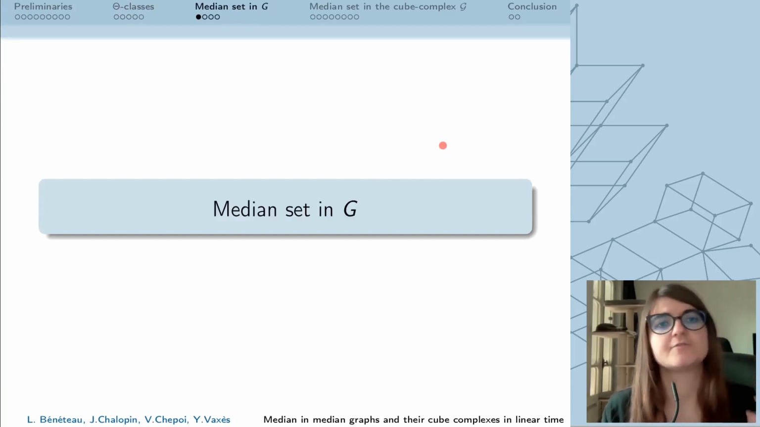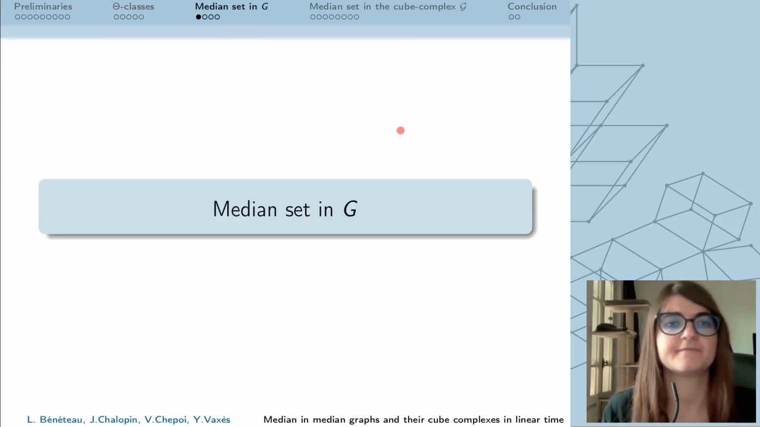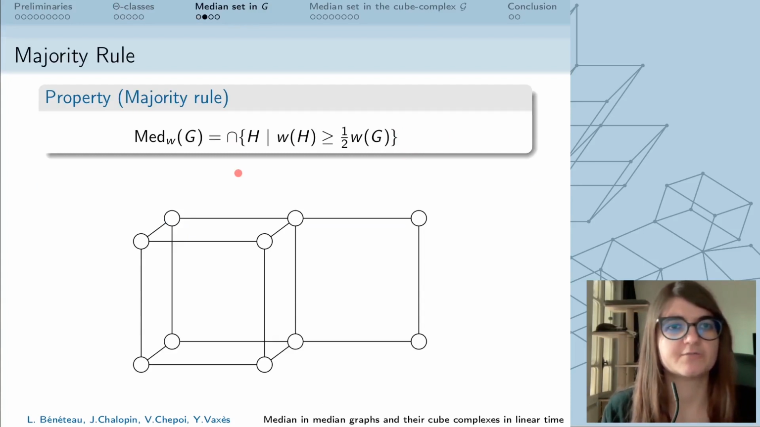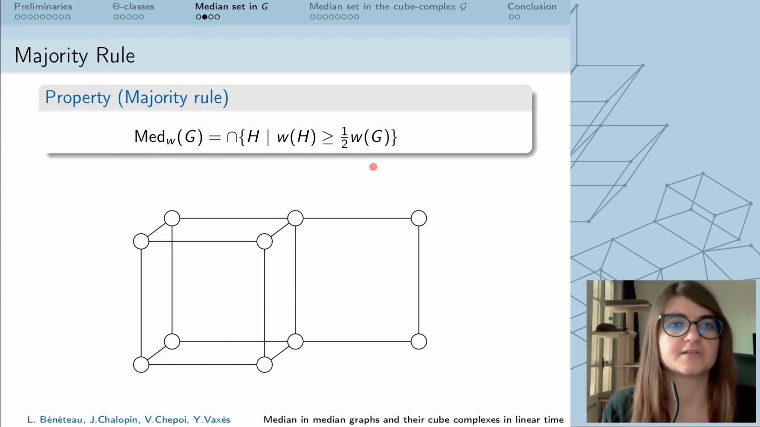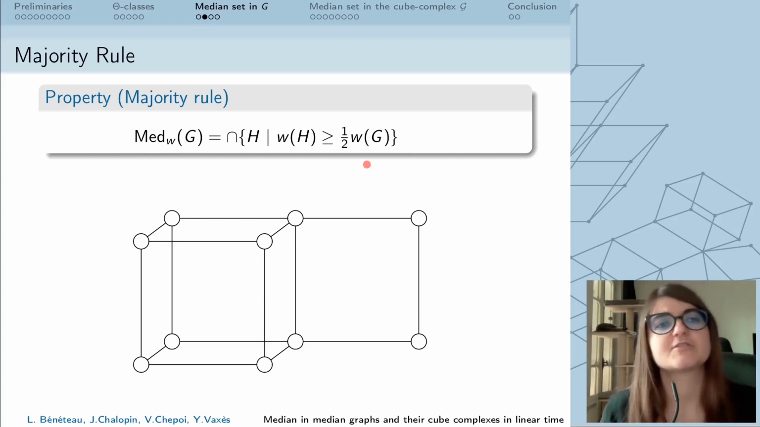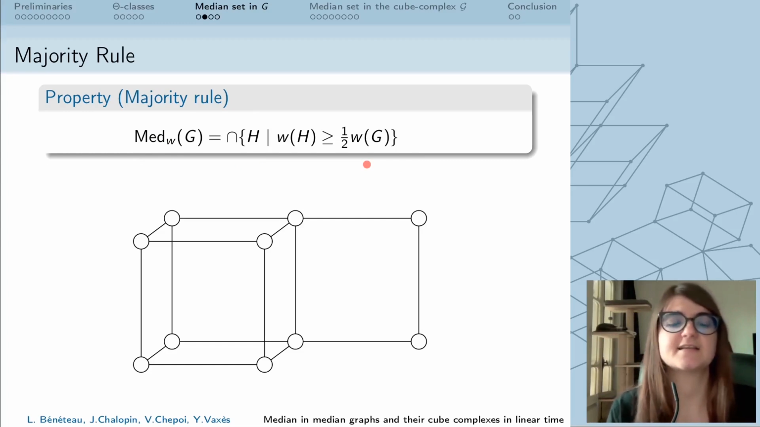Now we use the theta classes to compute the median sets in median graphs. For it we need the majority rule. One crucial property of the median set in a median graph is that the median function is unimodal, and then the median set is connected. So, the majority rule says that the median set is exactly the intersection of all of the majoritary half spaces. We say that a half space is majoritary if it contains at least half of the weight of the graph.